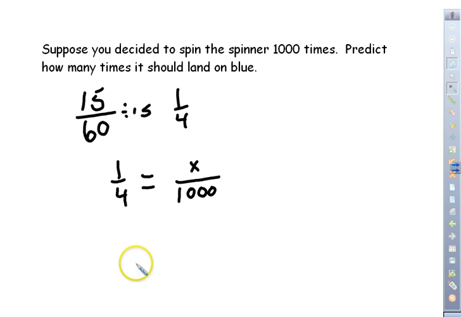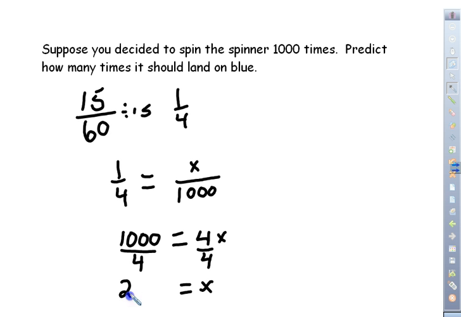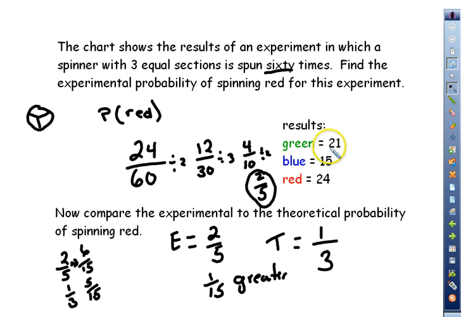How would that ratio equal each other? Through this proportion. So we can cross reduce, which we cannot do here, but we will then cross multiply to make the equation. So we get 1 times 1,000 is 1,000 equals 4x. Divide both sides by 4, and you'll see that x is going to equal 250 times. Okay? And that again is using the experimental, using the data that we collected according to this sample space, we would get approximately 250 times we would land on blue.